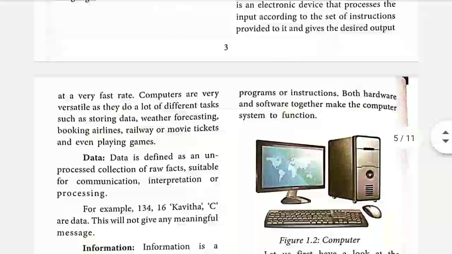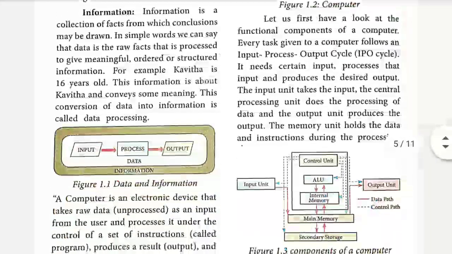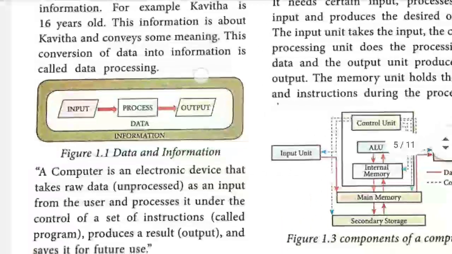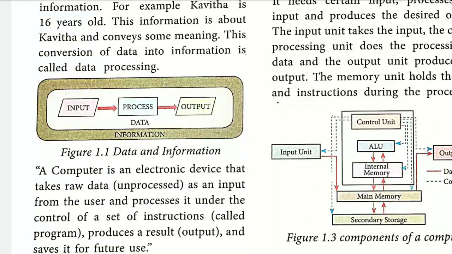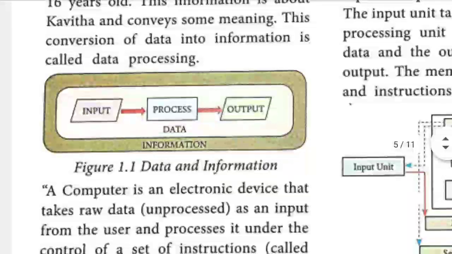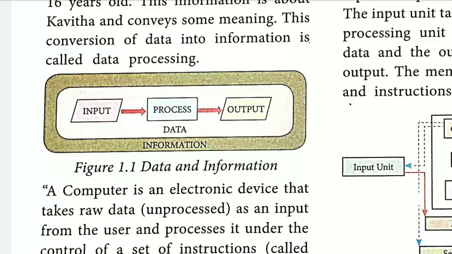Now you'll see the IPO cycle. Computers are meant to do some work. You give some input as data, it will process it and produce the output. This is known as the IPO cycle, and it is given in this diagram, figure 1.1. Data is given as an input to the computer, and it is processed, and it gives you meaningful information as an output.